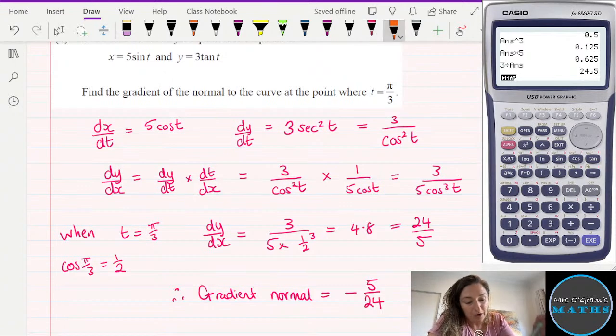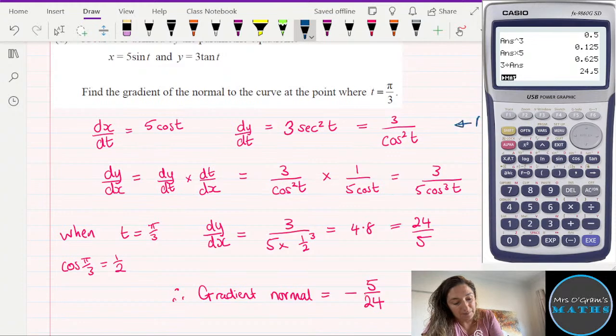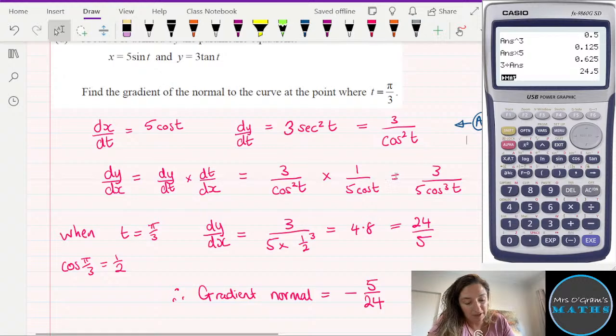Okay, now on this one, the achieved was for getting to this line here. So you had a fairly straightforward achieved point within there, getting the dy by dt and the dx by dt values. And then merit was getting all the way to the end for the gradient of the normal.